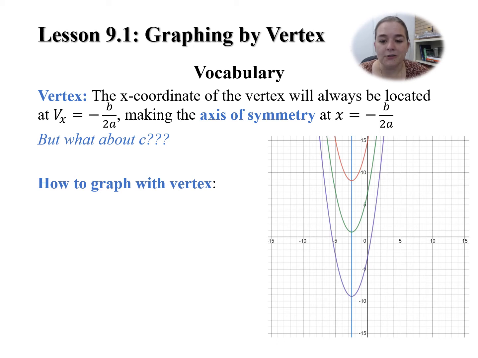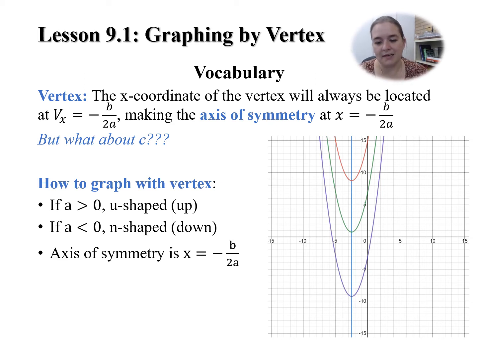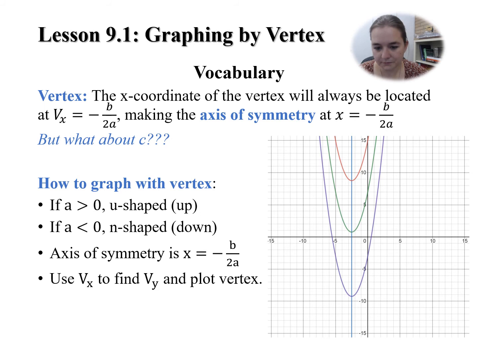So in your notes, you're going to write down these steps to graph when we only know the vertex and we can't factor. If I have an A value that's greater than 0, my parabola is going to face up. It'll be U-shaped. If A is less than 0, if it's a negative number, it's going to be downwards. It's going to be N-shaped. Then my axis of symmetry is going to be the line where x equals the opposite of b over 2a, and I will use that x value for my vertex to find my y value, and I'll plot my vertex. Then I will use my y-intercept, which will be that c value. Remember, if I don't have a given c value, I know that it's 0.